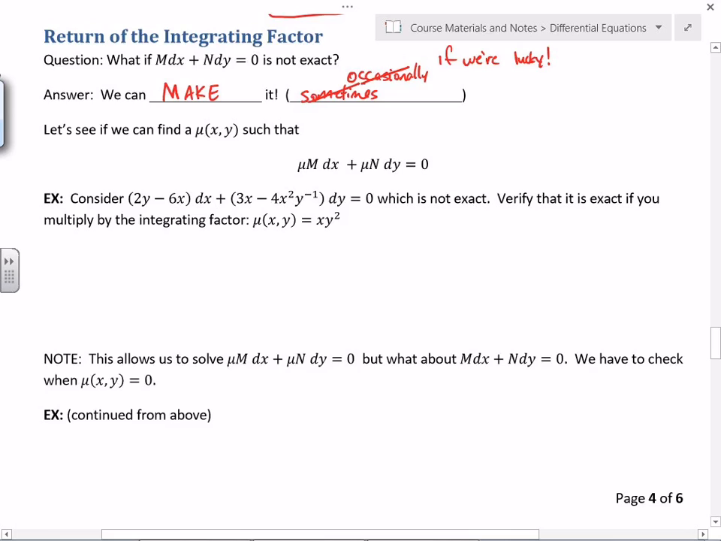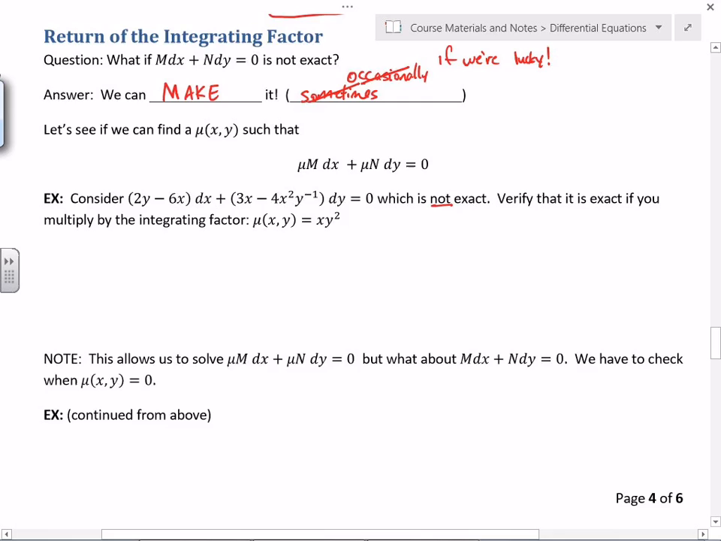It's not exact. You can convince yourself of that pretty quick. If I take the derivative of the first with respect to y, I get a 2. But when I take the derivative of this other one with respect to x, I get 2 terms. I get a 3 minus 8x y to the minus 1. So it's not exact. So take mu and multiply through by it. I'm providing you with x y squared, the gift from on high. I've told you what an integrating factor would be.